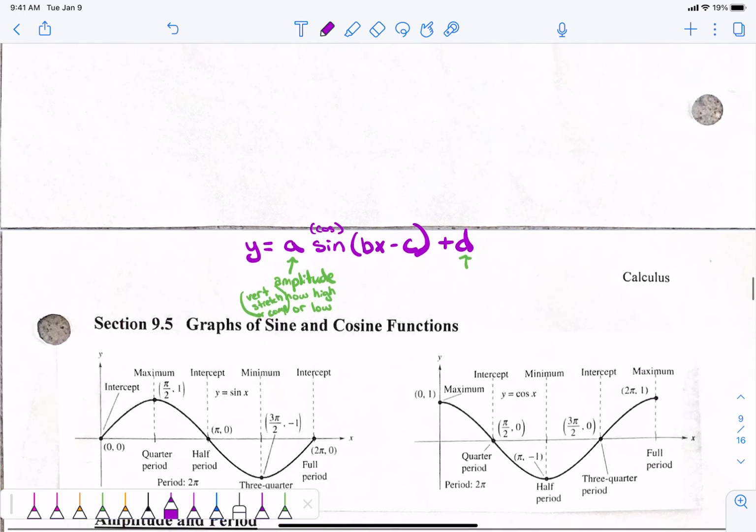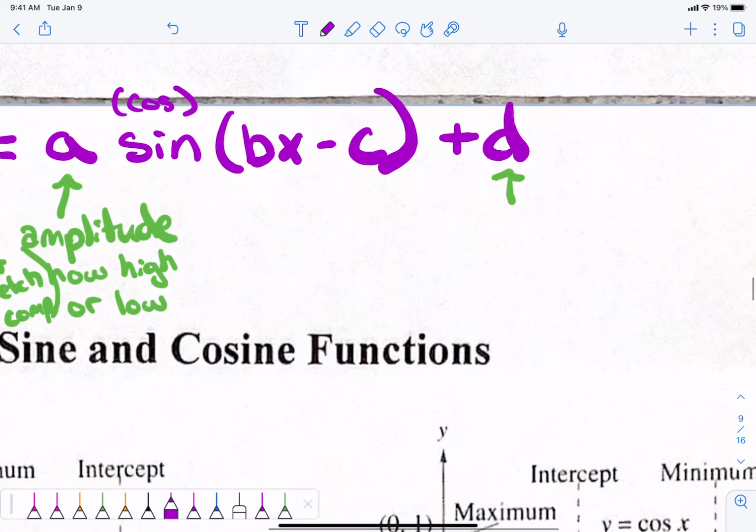Okay, the next thing we're going to do is D, the other easy one. D is a vertical shift. Another really easy one. If it's +2, we're just going up 2. If it's -3, we're going down 3. Vertical shift, you're just shifting your graph up and down. And that is all. That's the other really easy one.